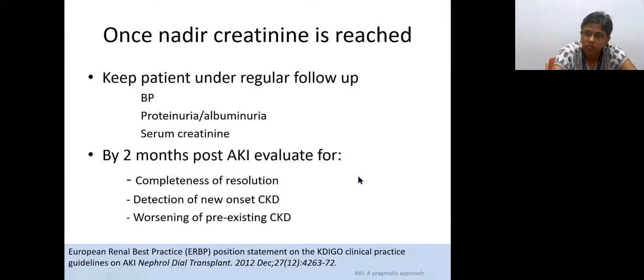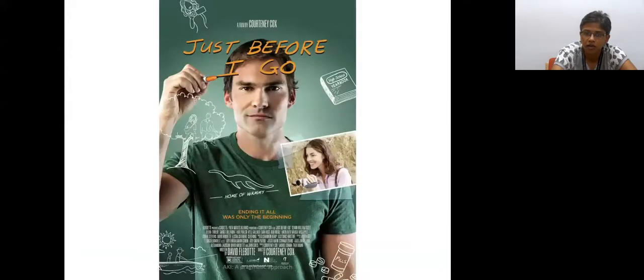So even after a patient recovers from an AKI, these patients should be kept under regular follow-up, and their blood pressure, proteinuria, and creatinine should be monitored. Okay, so it's important to keep them under follow-up after discharge. And especially by 2 months after an AKI, you should get a fair idea of how much function has been recovered. If recovery is incomplete, it's important to tell this patient they're likely now proceeding towards a chronic kidney disease. All right.